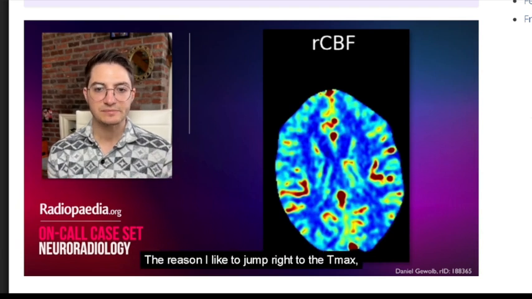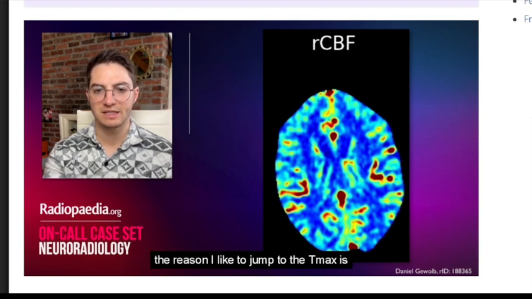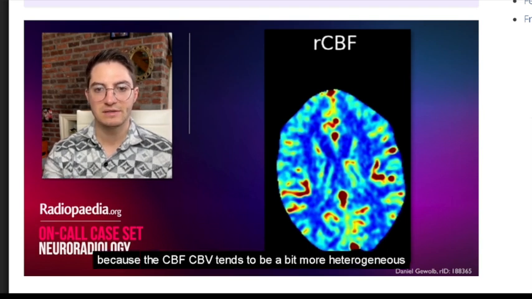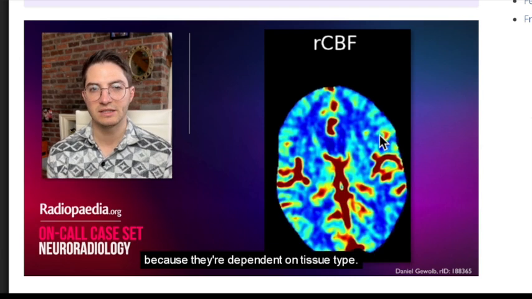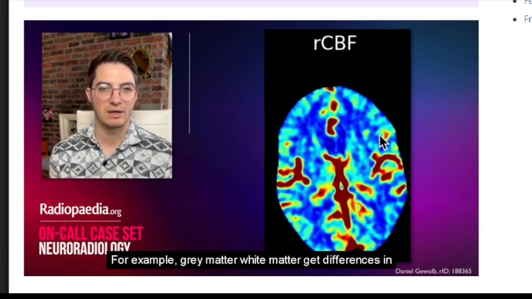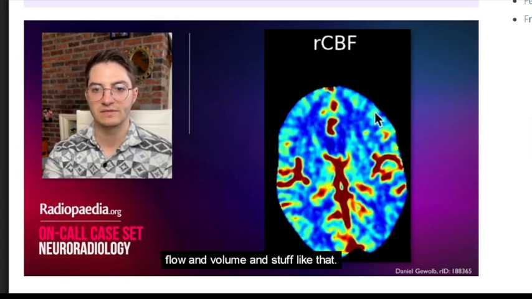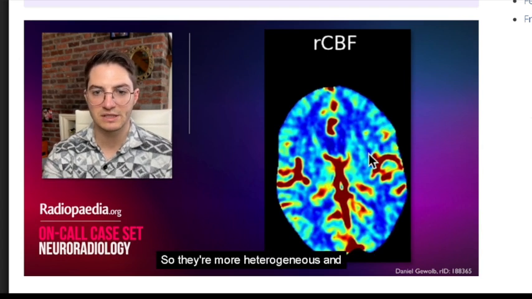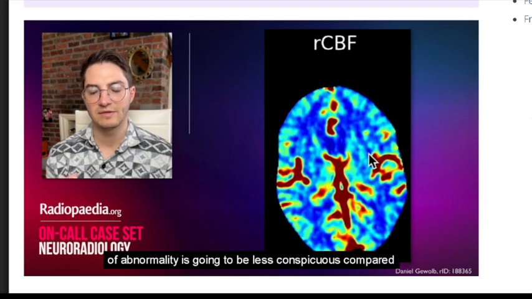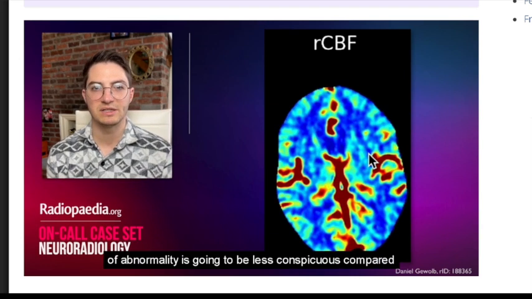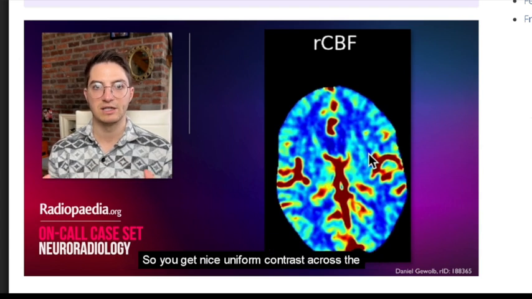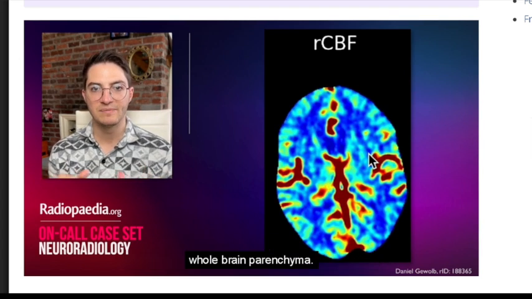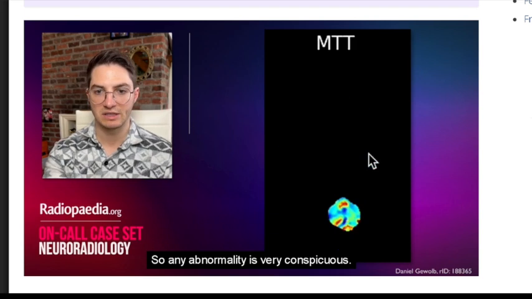The reason I like to jump right to the Tmax is because the CBF, CBV tend to be a bit more heterogeneous because they're dependent on tissue type. For example, gray matter, white matter get differences in flow and volume and stuff like that. So they're more heterogeneous, and therefore any type of abnormality is going to be less conspicuous compared to the Tmax, which is independent of tissue type. So you get nice uniform contrast across the whole brain parenchyma. So any abnormality is very conspicuous. So I'll show you that here.